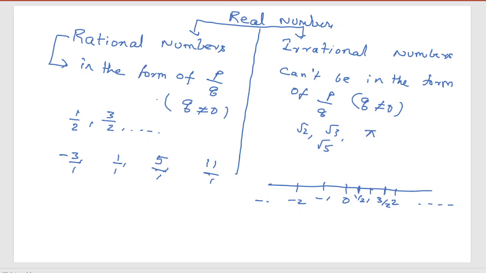In the next video we will discuss how to find rational numbers between two integers, how to locate these rational numbers on the number line, what the form of irrational numbers is, and how we locate irrational numbers on the number line. We will discuss this in the next video.